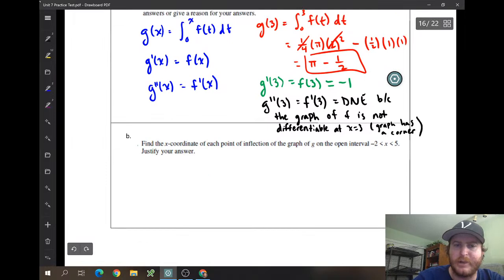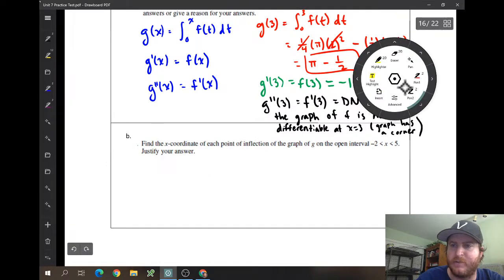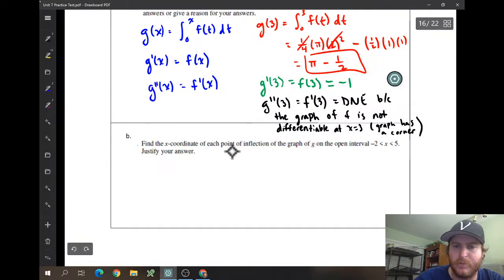Okay, find the x coordinate for each point of inflection of the graph of g. So the points of inflection of g. A point of inflection for g, I'm going to write this off on the side, would be where g double prime changes sign.